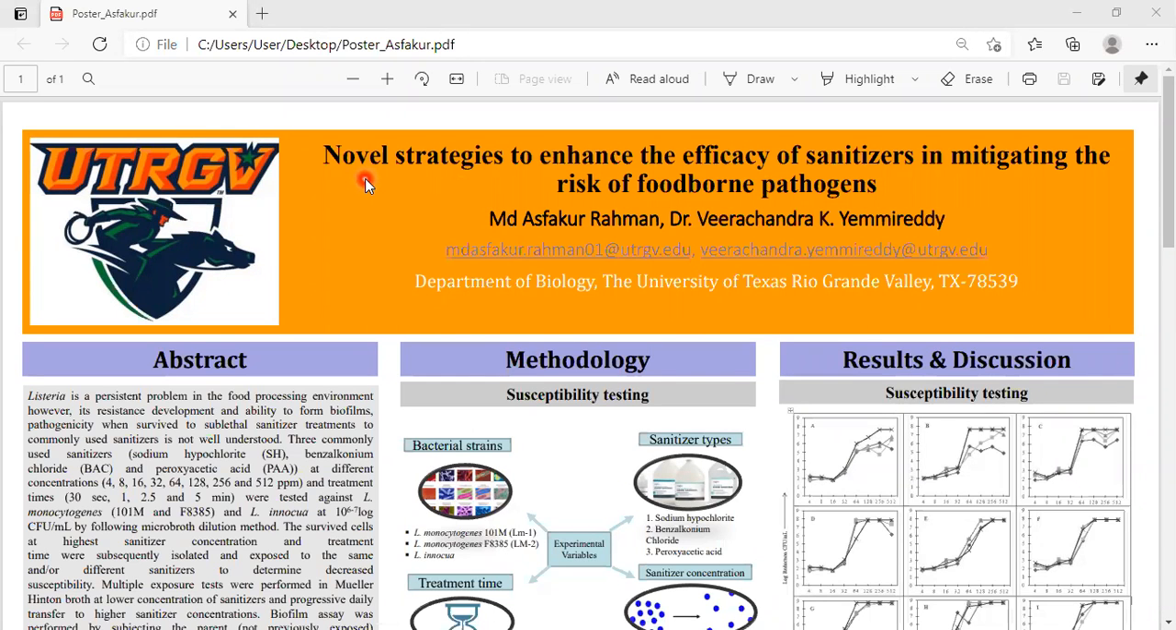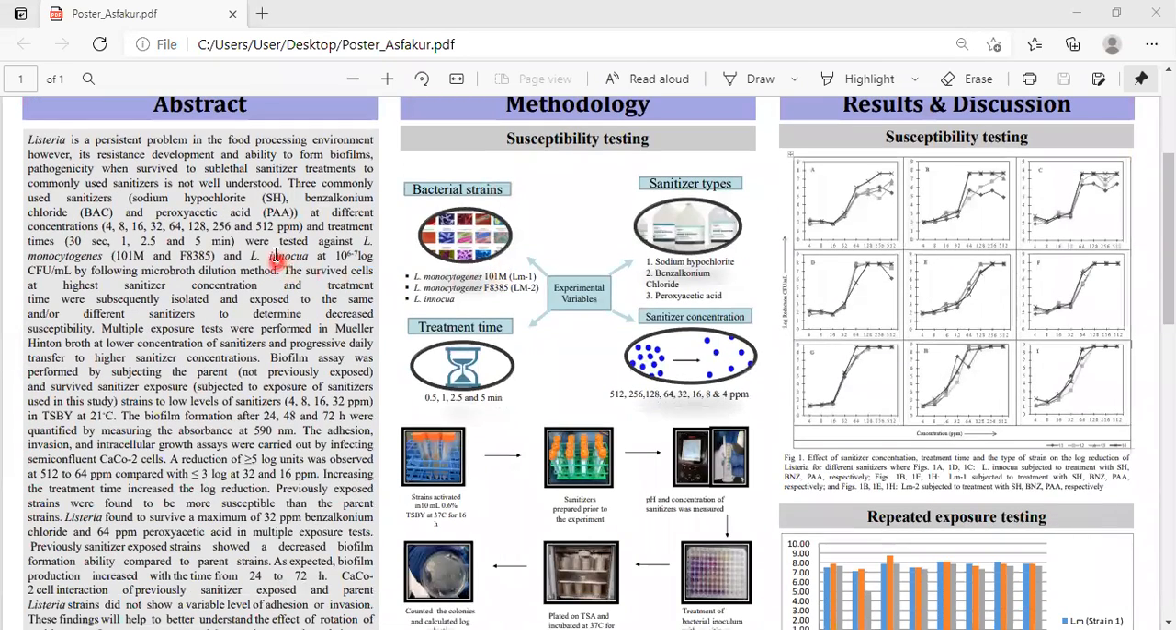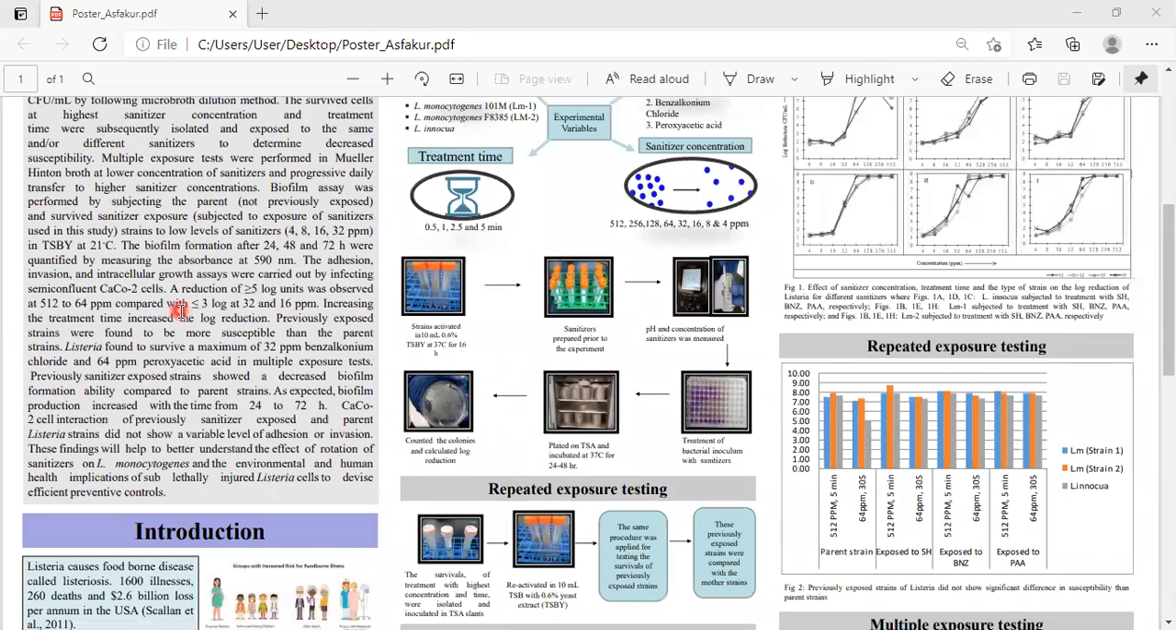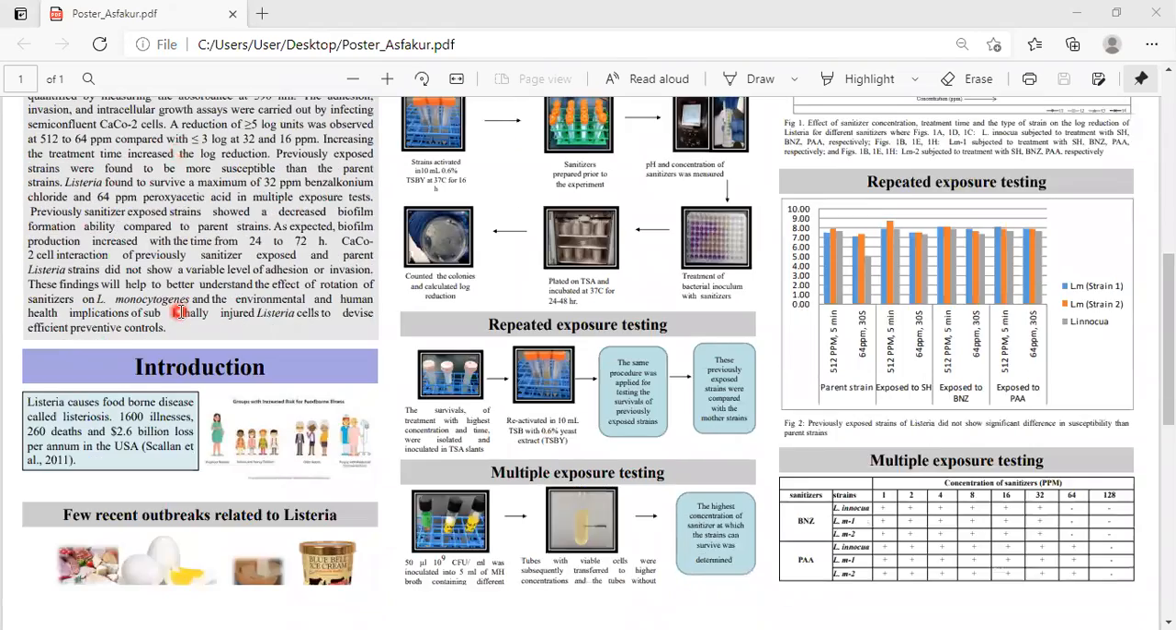The poster title that I'm presenting is Novel Strategies to Enhance the Efficacy of Sanitizer in Mitigating the Risk of Foodborne Pathogens. We used three strains of Listeria and three commonly used sanitizers, and they were subjected to 8 concentrations and 4 treatment times to test the susceptibility, and the survivors and the parent strains were then subjected to assays for biofilm forming ability and their pathogenicity.